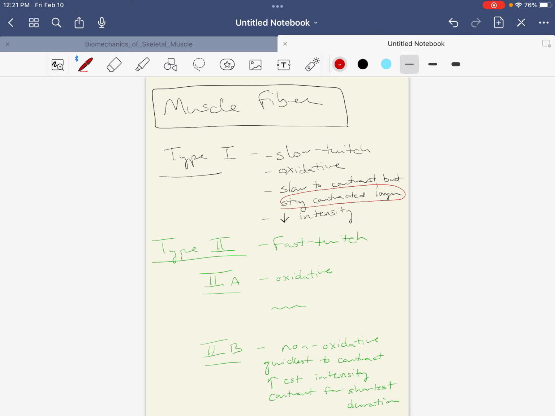I'm going to add some information here that is extra, so you don't need to know it. If you wanted to get an idea, on an average basis, around 50% of all of our muscle fibers are type 1. About 25 to 30% of all of our muscle fibers are type 2A, which means that the lowest number that we have would be type 2B, somewhere around 15%. You don't need to know those, but that's usually somewhat the breakdown.